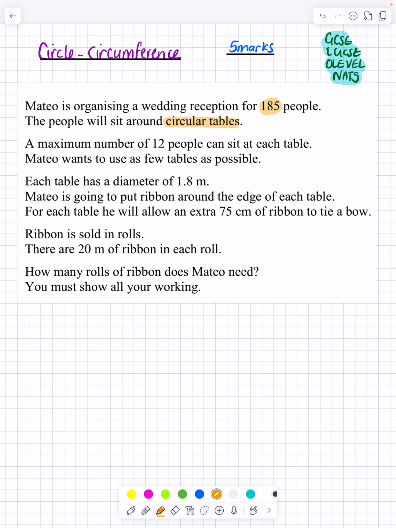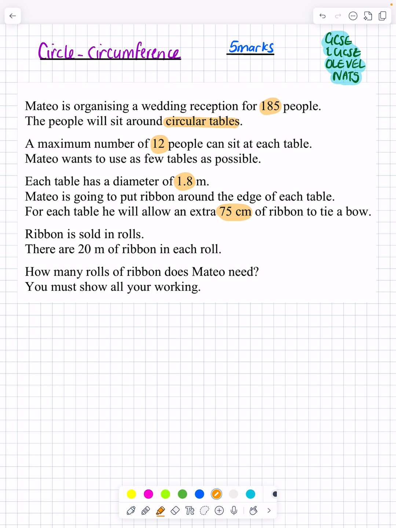The maximum number of 12 people can sit at each table. Matthew wants to use as few tables as possible. Each table has a diameter of 1.8 meters. Matthew is going to put a ribbon around the edge of each table. For each table, he will allow an extra 75 centimeters of ribbon to tie a bow.